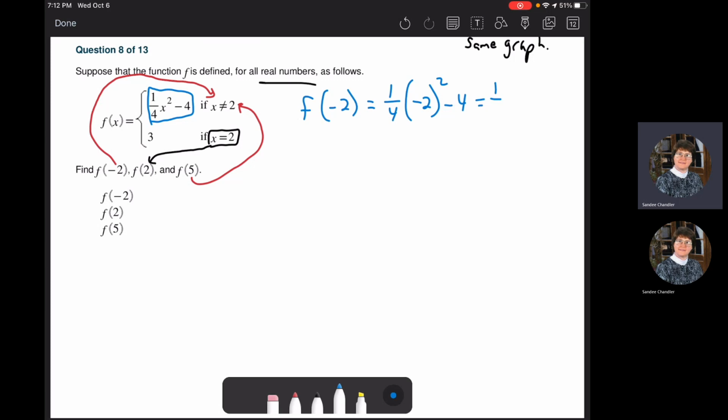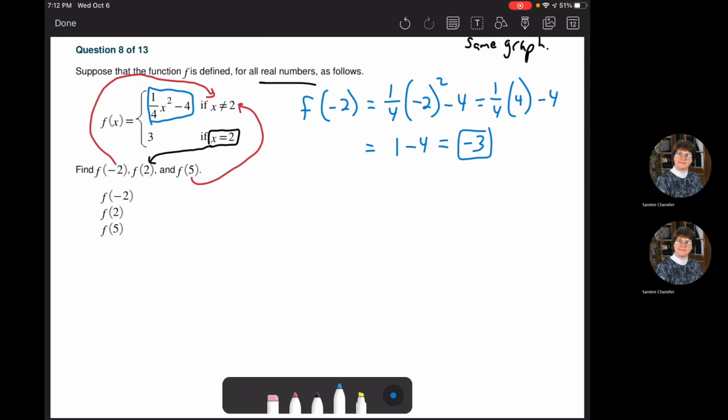And that is going to be 1/4 times 4 minus 4, which is 1 minus 4, which is -3. That's interesting. Okay.